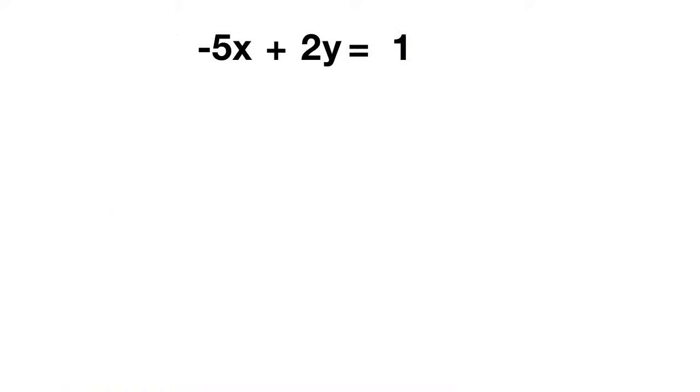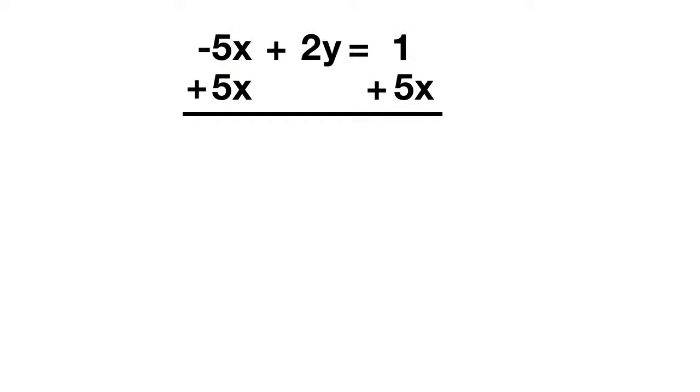Here's another to practice with. What's the first thing I should do in this equation? Well, I'll want to get rid of that negative 5x, so I can add 5x to both sides of my equation. When you do this, what do you get? Well, the minus 5x plus 5x cancels out. You're left with just 2y. On the other side of the equal sign, you have 1 plus 5x.